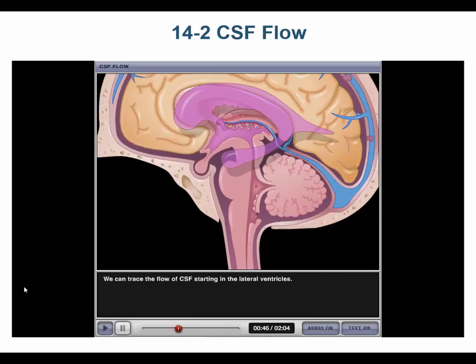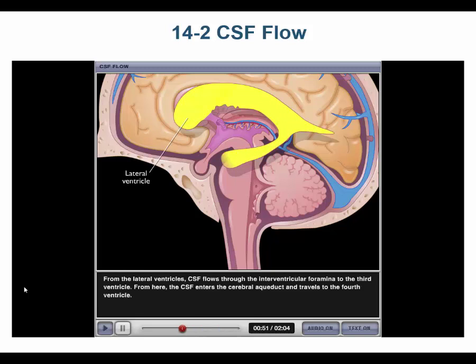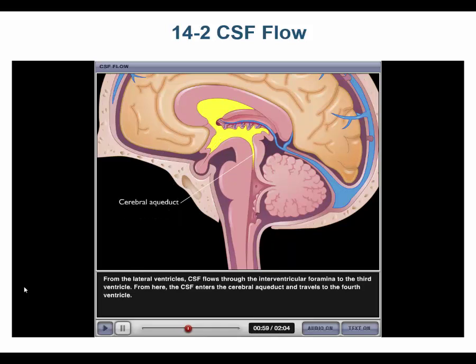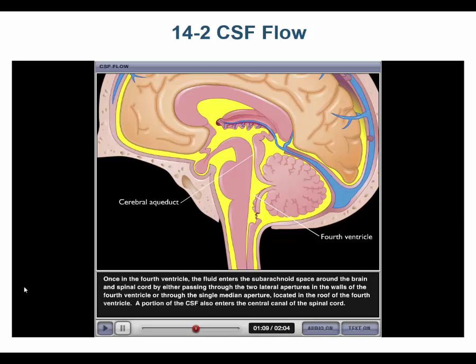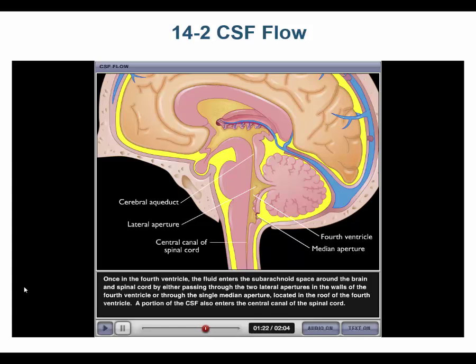We can trace the flow of CSF starting in the lateral ventricles. From the lateral ventricles, CSF flows through the interventricular foramina to the 3rd ventricle. From here, the CSF enters the cerebral aqueduct and travels to the 4th ventricle. Once in the fourth ventricle, the fluid enters the subarachnoid space around the brain and spinal cord by either passing through the two lateral apertures in the walls of the fourth ventricle or through the single median aperture located in the roof of the fourth ventricle. A portion of the CSF also enters the central canal of the spinal cord.